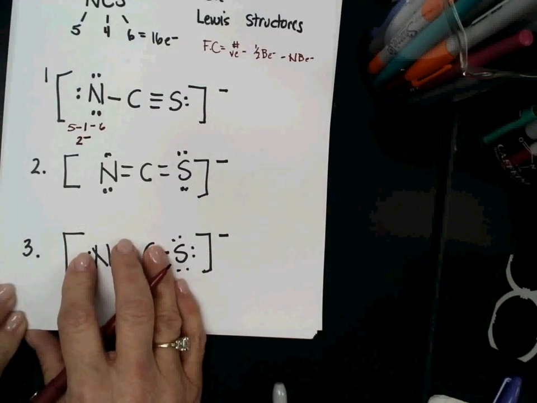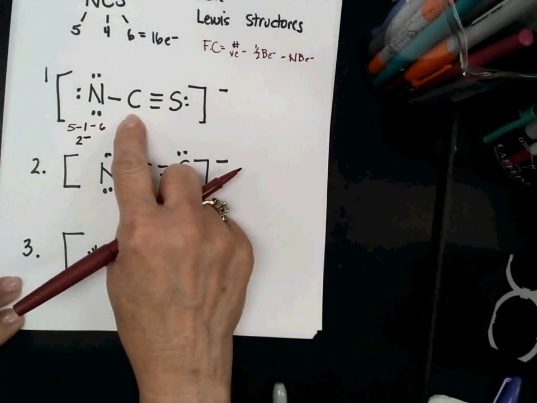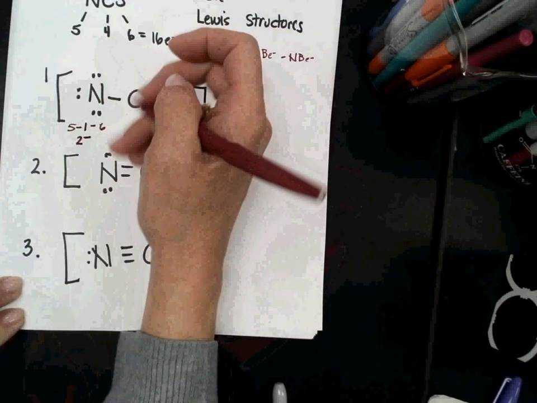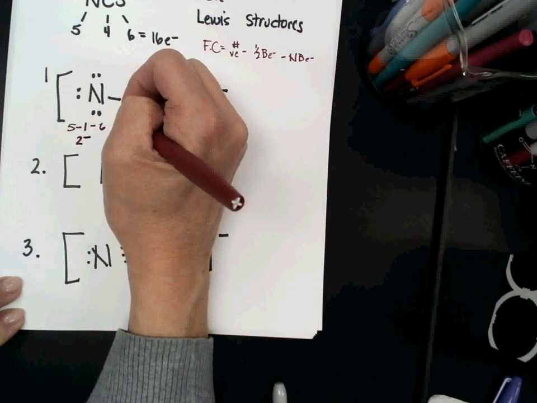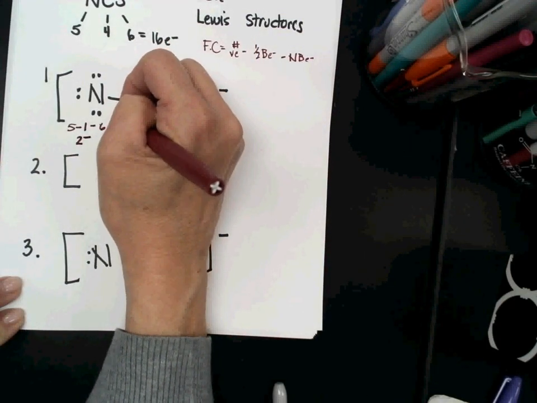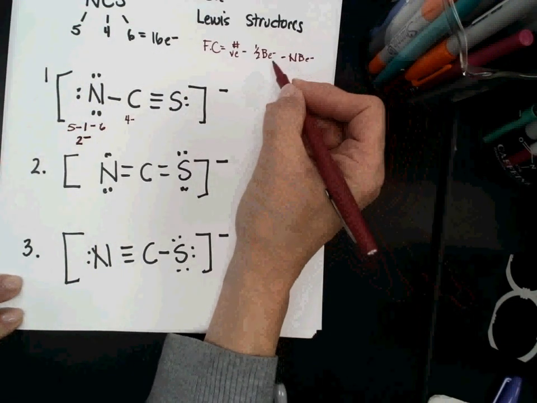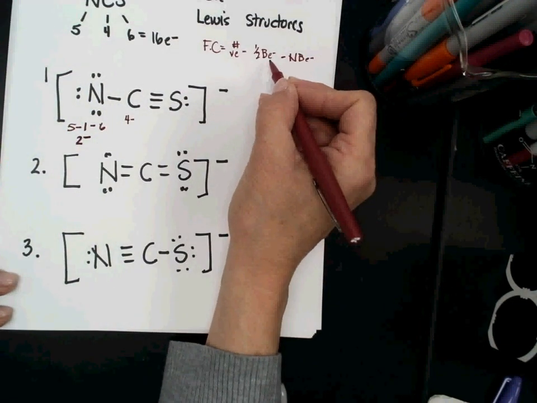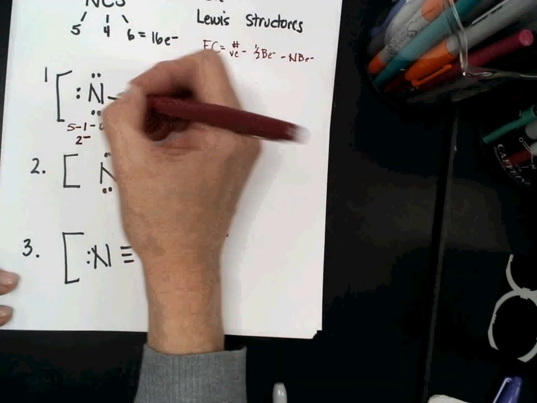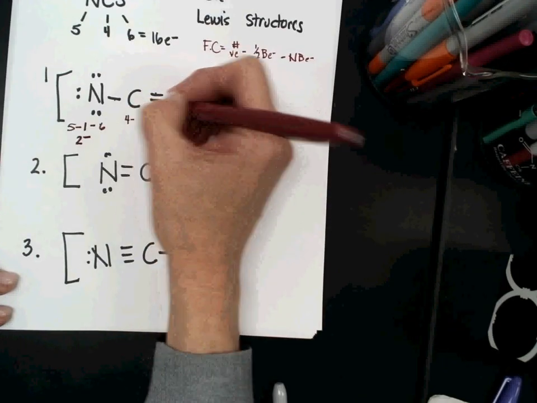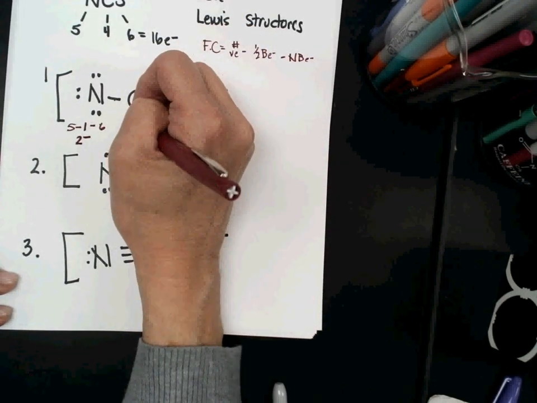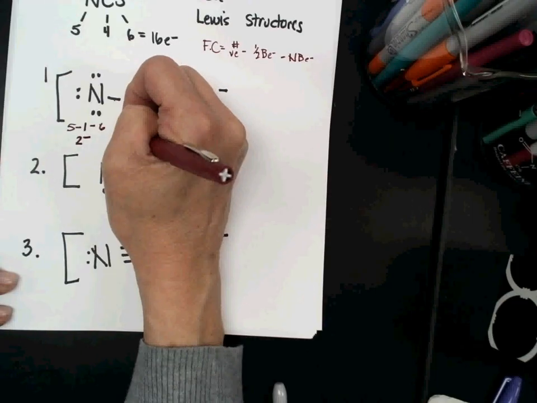Then I'm going to come over to carbon. Carbon has how many electrons? 4 minus 1/2 the bonding electrons. So it's got 2, 4, 6, 8 bonding electrons. 1/2 that is 4. So 4 minus 4 is 0.